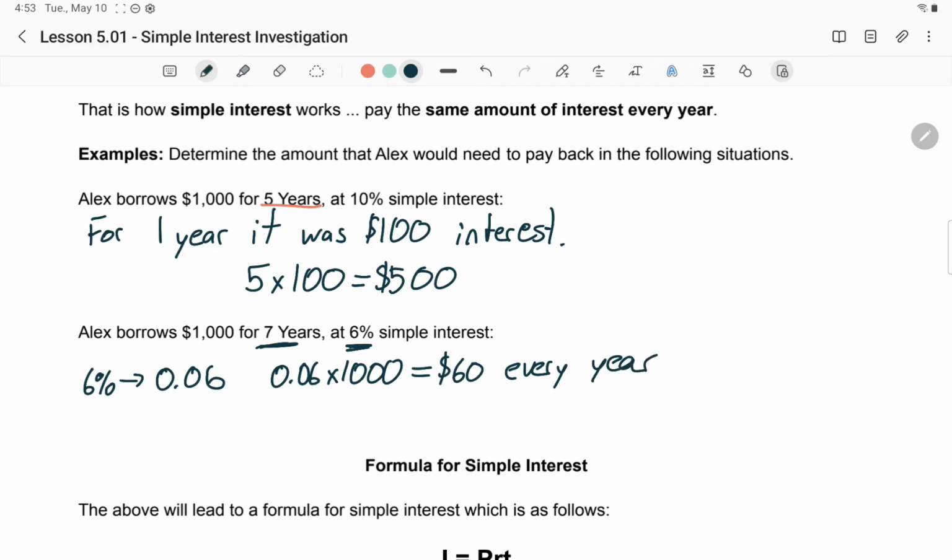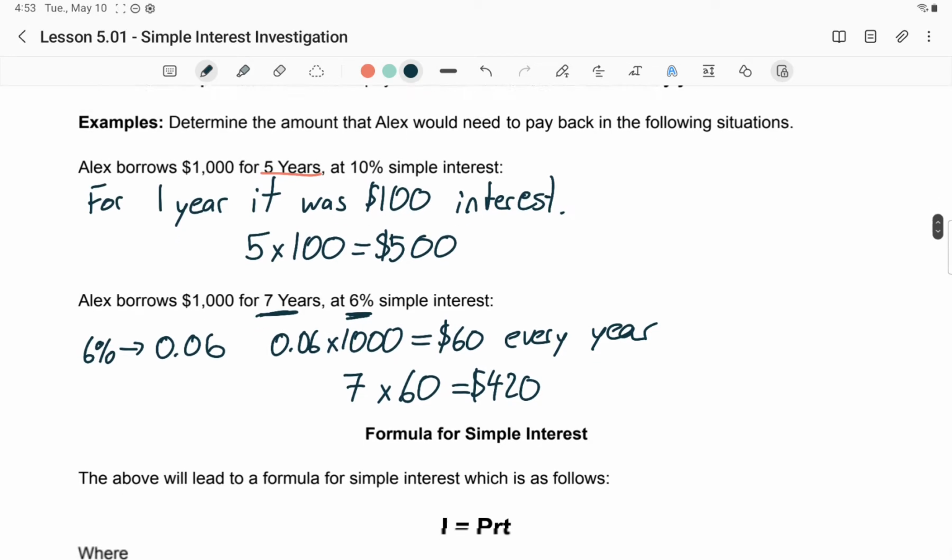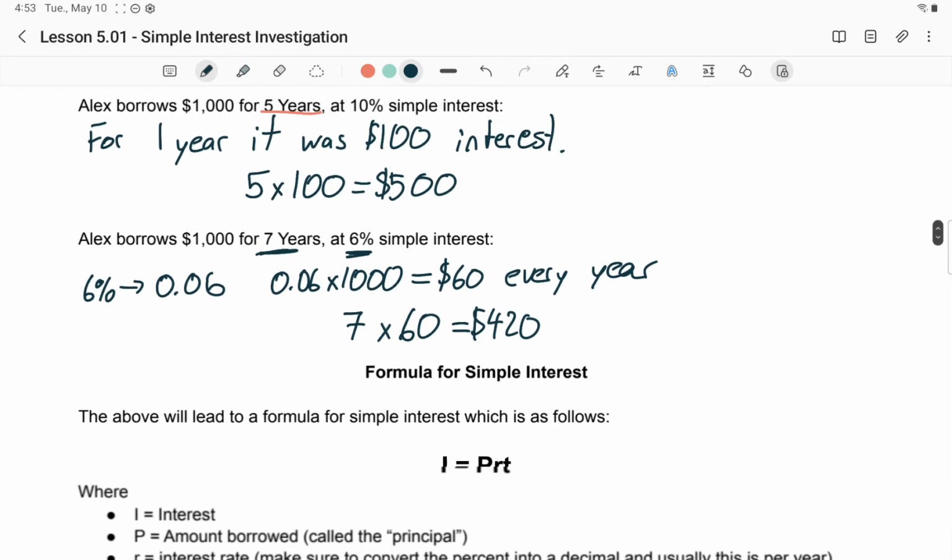We're doing this for 7 years. So what you're going to do is 7 times 60, which will be $420 to borrow that money for 7 years at 6% simple interest. Then at the end of 7 years, you'd have to give them back not only the original 1,000, but those $60 each year, which would add up to 420. And this idea, we can actually turn into just a nice little formula for ourselves.